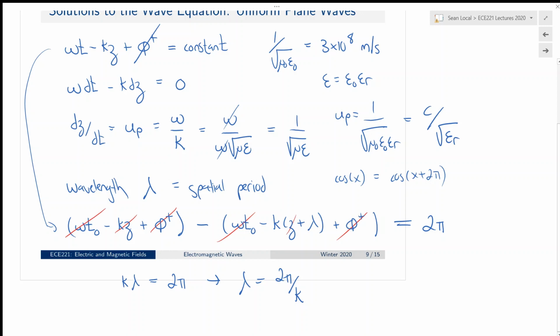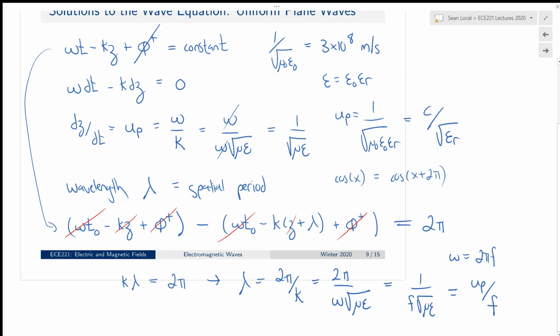You may also remember that we can express k in terms of phase velocity. So this is 2 pi over omega times the square root of mu epsilon. But omega over 2 pi is regular frequency, since frequency and radian frequency are related through omega equals 2 pi f, right? So omega divided by 2 pi is just regular temporal frequency f. So this is 1 over f square root mu epsilon. But 1 over square root mu epsilon is the phase velocity. So this is phase velocity, which we call u sub p, divided by f.